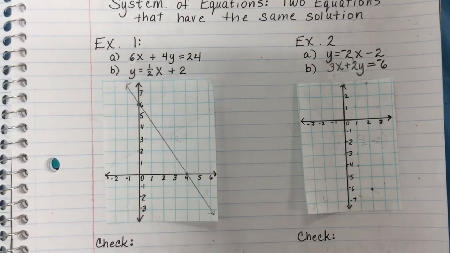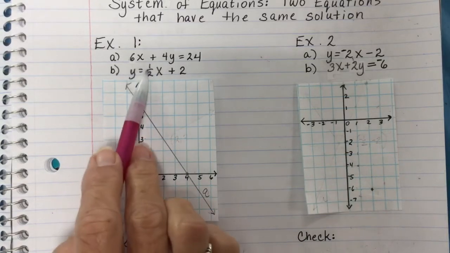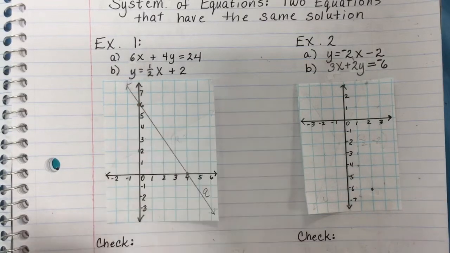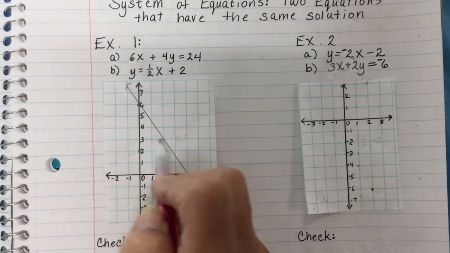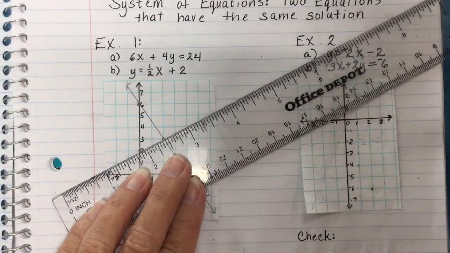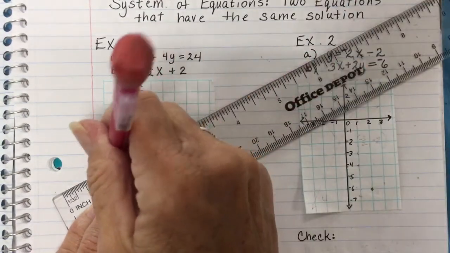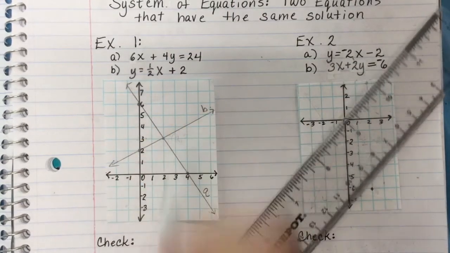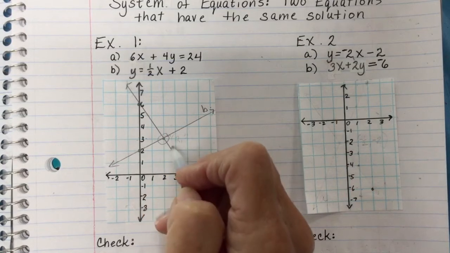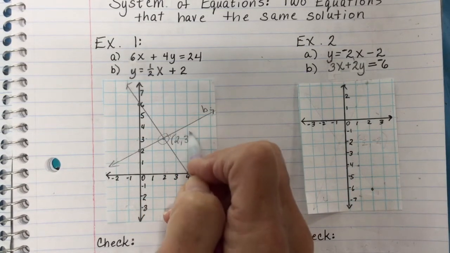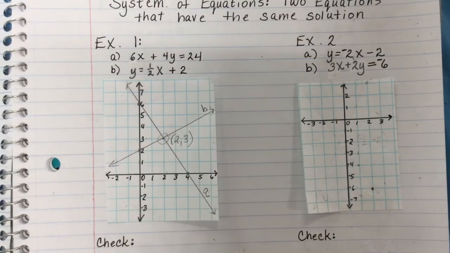All right, that's the first one. This one is A. Now we're going to graph B using slope and y-intercept. Our y-intercept is 2. Slope 1/2 means to go up 1 and over 2. And just like that, we have found a point where this line is going to intersect the other line. This is line B. This point where they cross is located at 2, 3. So that means that it appears 2, 3 is a solution for both.